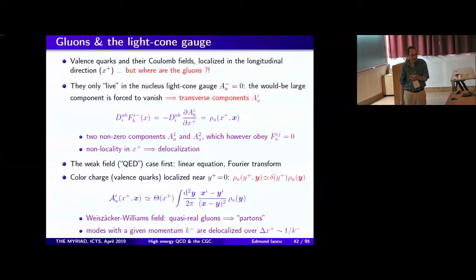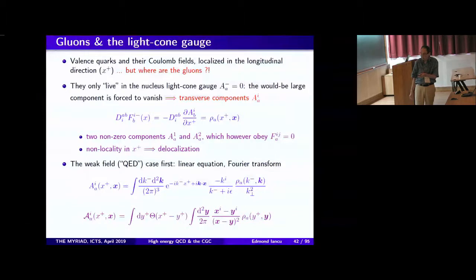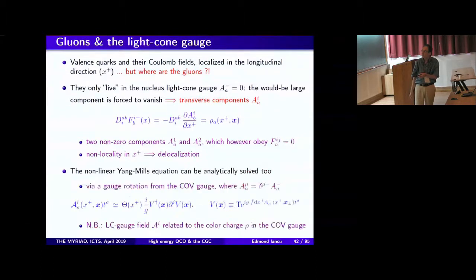If you look in a covariant gauge, the gluons are never delocalized. They are Coulomb fields peaked inside the same support as the sources. But if you look in this light-cone gauge, they are totally delocalized, and this property of the gluons overlapping, all this physics of saturation, depends very much upon this delocalization, in that the gluons overlap in space. So let me now show you the cartoons of that.